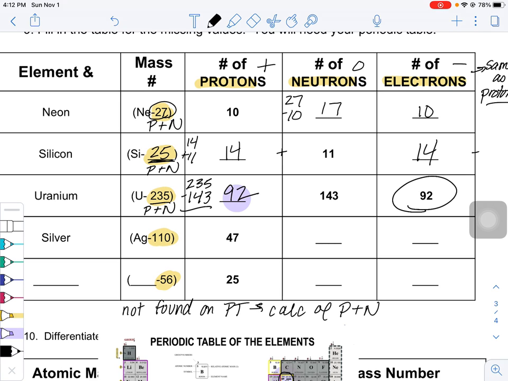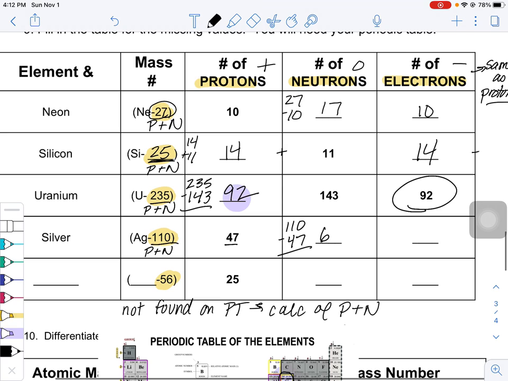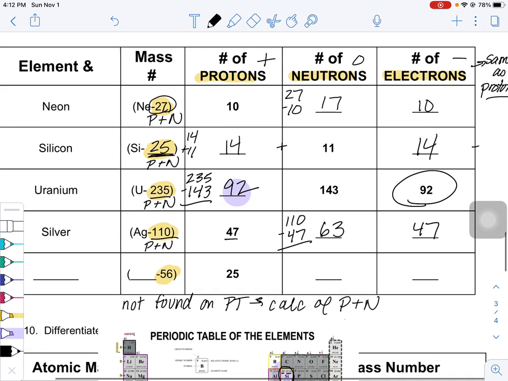Okay, so a couple more here. Let's do these real quick together. Again, mass number is looking at protons plus neutrons. I know my number of protons, so I can do a calculation to get my number of neutrons here. And electrons, again, always the same. Positive equals the negatives to cancel out.